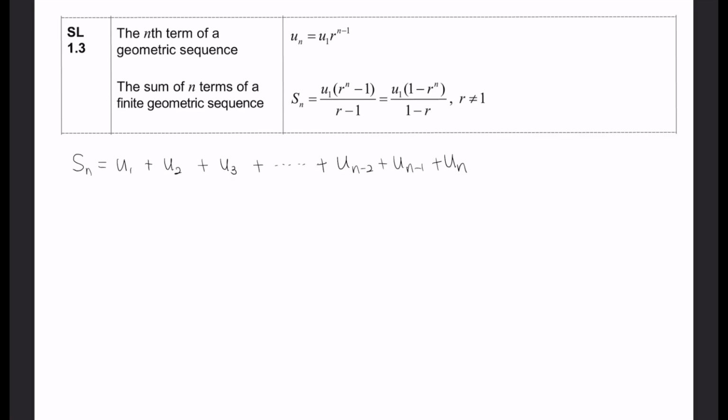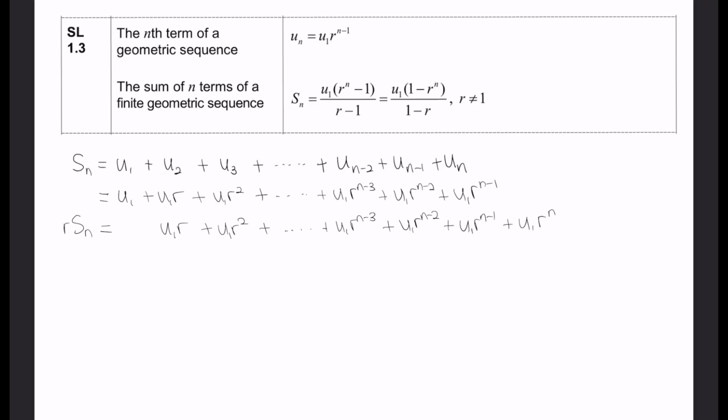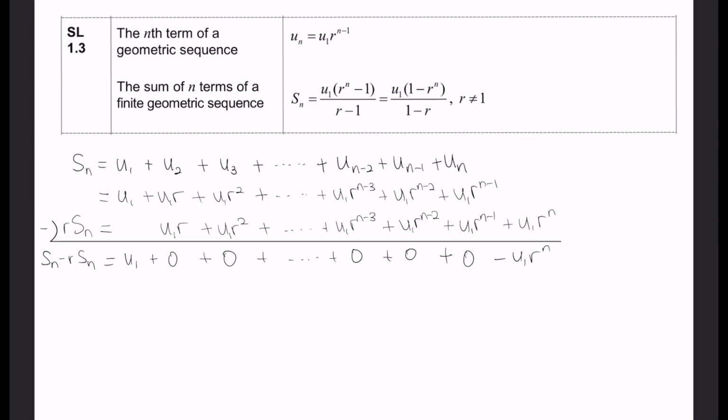For the sum of n terms of a geometric sequence, we are going to begin by expressing each of the terms in terms of u1 and r, using the formula for the nth term of a geometric sequence. Next, we are going to write down the equation for r times Sn. If we subtract the second equation from the first, all the terms will cancel out except for u1 and u1 r to the power of n, leaving us with Sn minus r Sn equals u1 minus u1 r to the power of n. If we divide both sides by 1 minus r, we get Sn equals (u1 minus u1 r to the power of n) over (1 minus r).